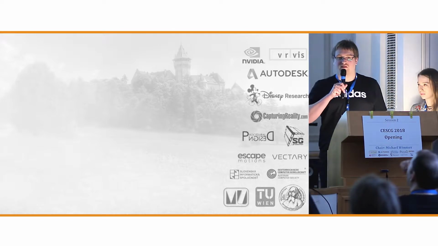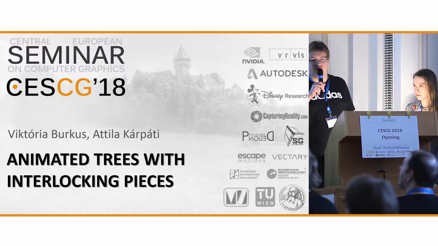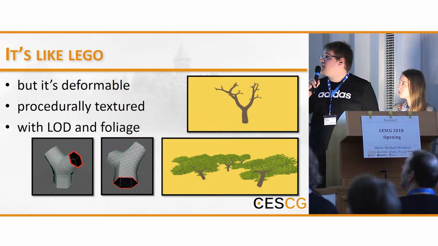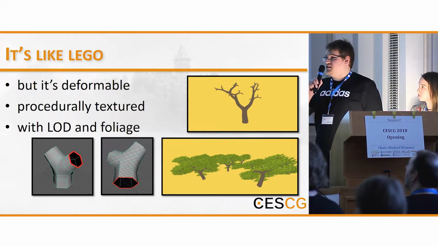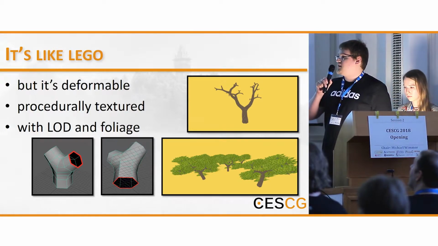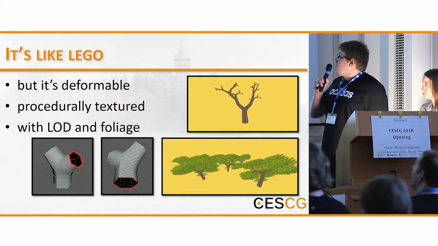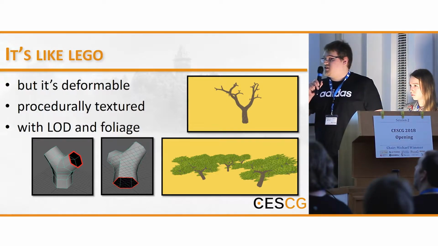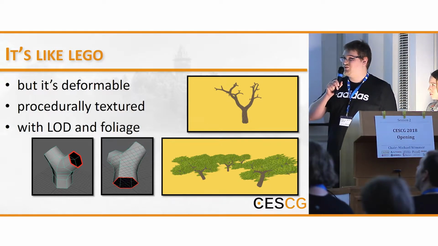Hi everyone, my partner is Viktória Burkus, my name is Attila Kárpáti. We came from Budapest. We will present tomorrow an algorithm which can generate three-dimensional trees from interlocking pieces. We adopted texturing and tessellation algorithms too. We made the foliage depending on 2.5 dimensional impostors. So come tomorrow.